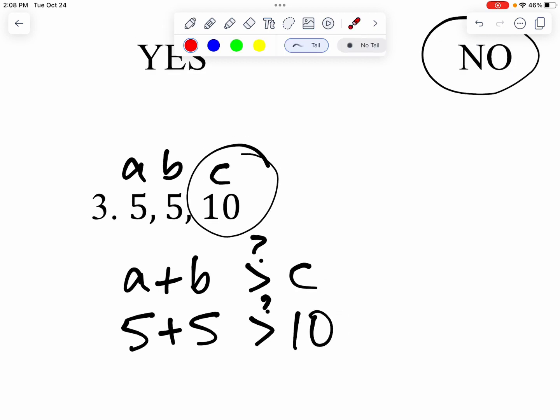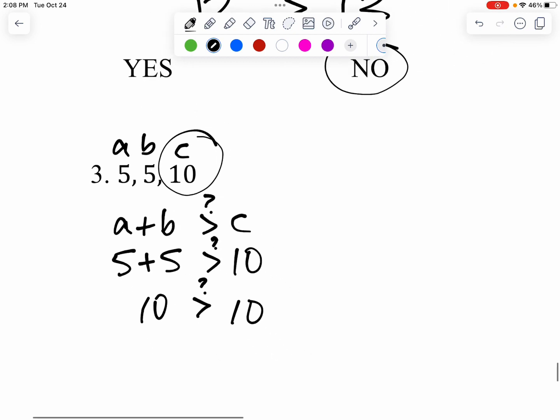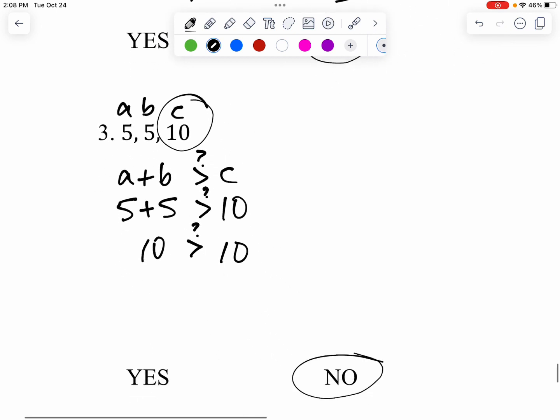Why did I put 10? Because C is 10. So I plugged in all my numbers. 5 plus 5 is 10. Is 10 actually greater than 10, yes or no? The answer is no. Yes, they're equal, but this is not an equal symbol. The number 10 is not a bigger number than 10. They're equal. That's why you answer no.